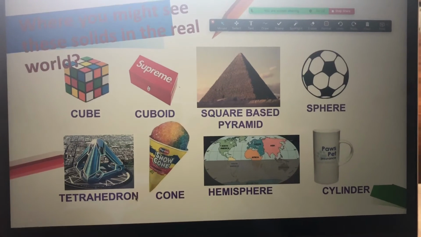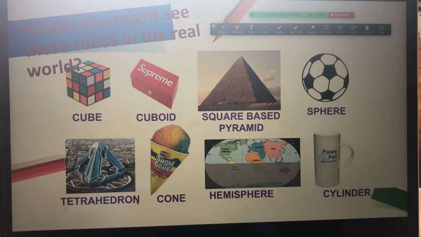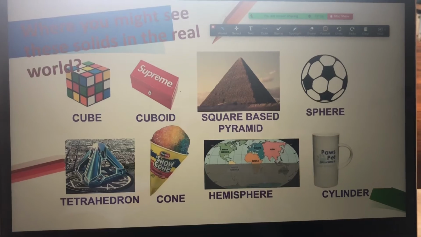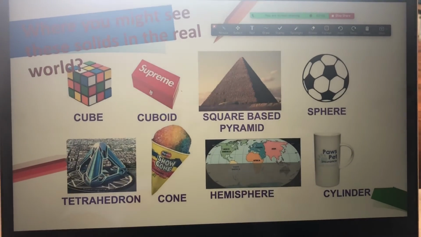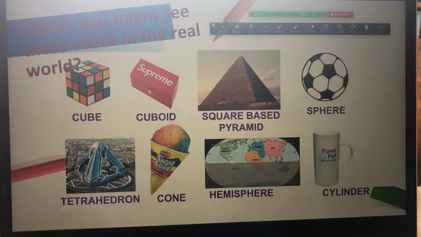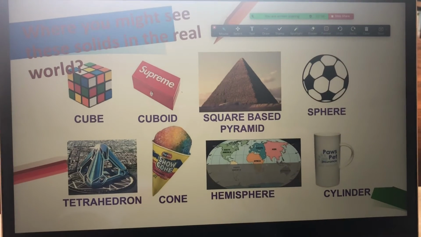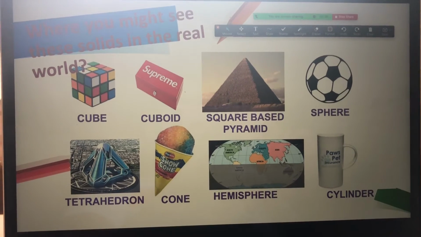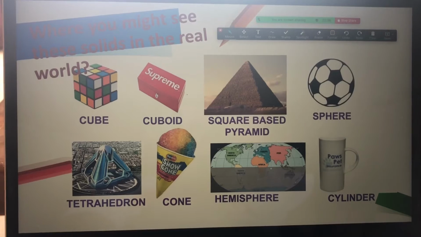Your job is to find one for each. Run around your house, do a little scavenger hunt, and find me a cube, a cuboid, a pyramid, a sphere, a cone. See if you can find any hemispheres and cylinders, and send me a picture of them.